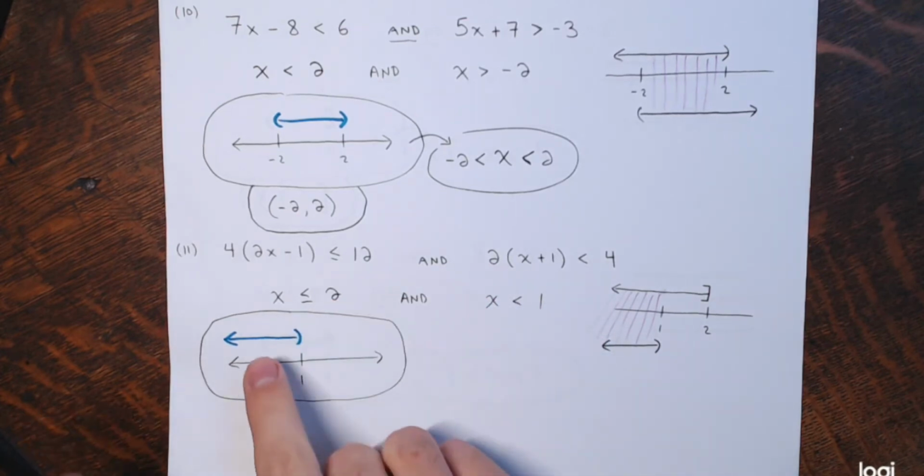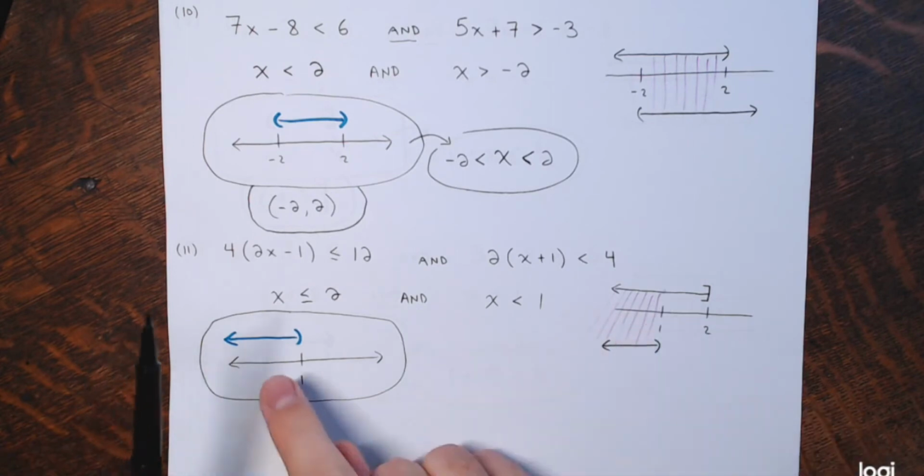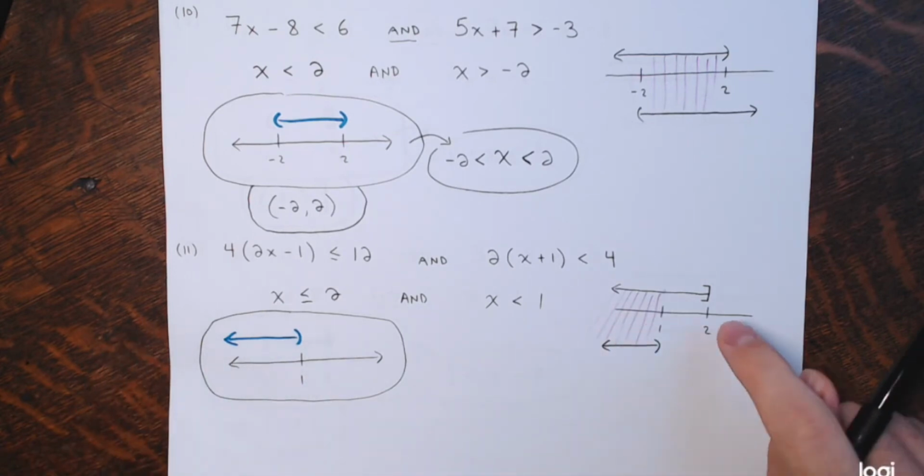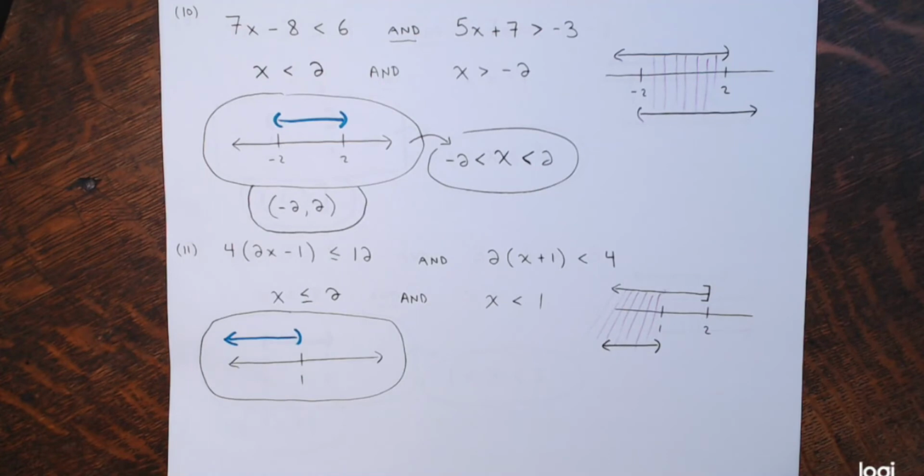Right, those are the only numbers that satisfy both, that are on both graphs. So there's not even any need to put the number 2 on here. Right.